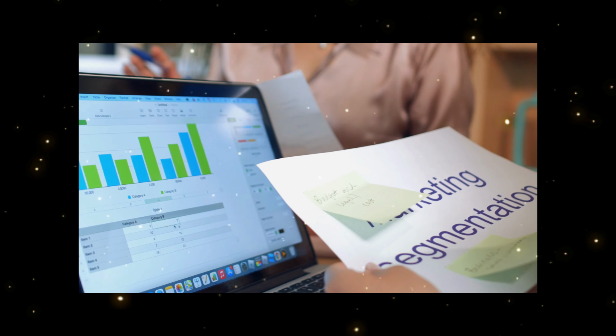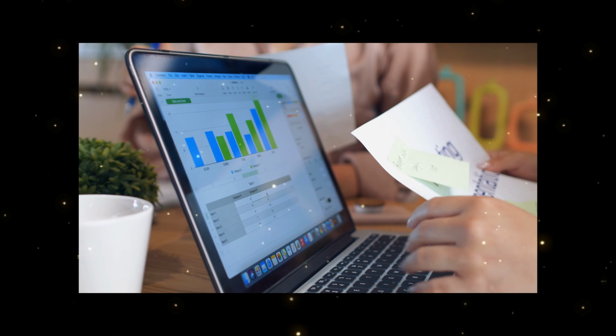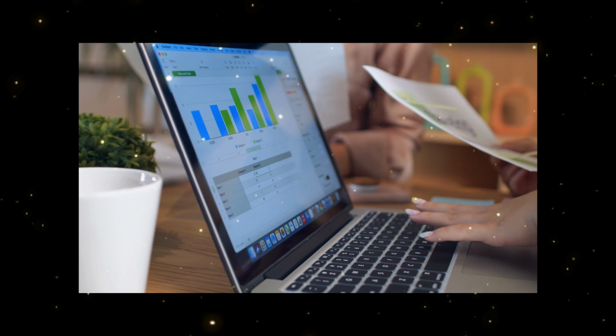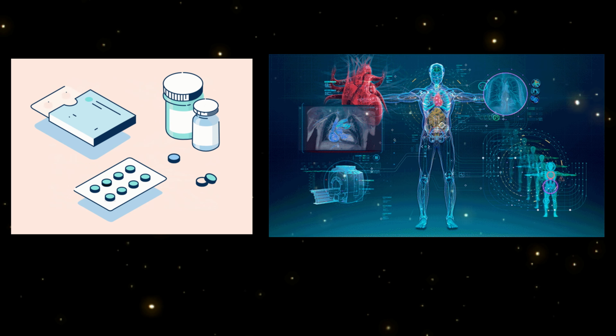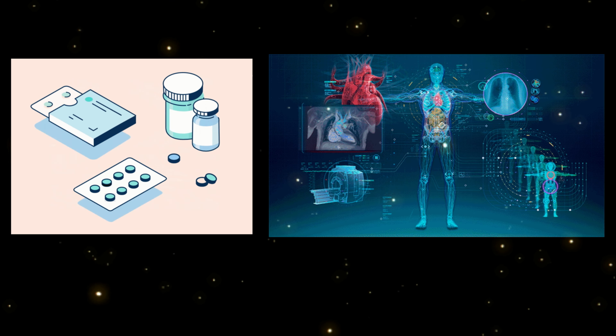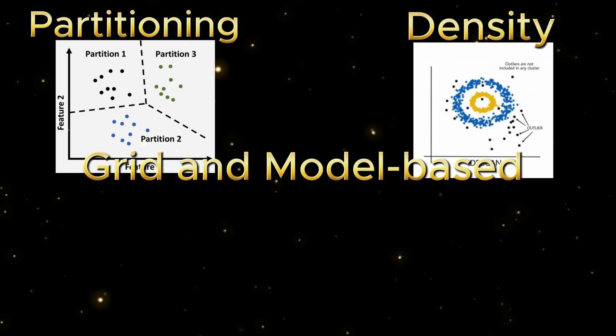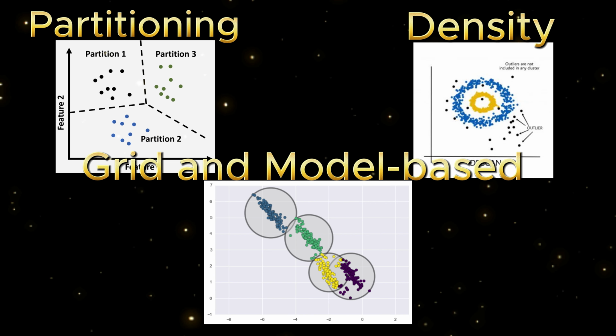For instance, in market segmentation, clustering helps divide potential customers into groups based on their characteristics to develop more effective marketing and sales strategies. In medicine, clustering is used for grouping symptoms, diseases, and drugs to enhance diagnosis and treatment plans. There are many different types of clustering, which can be divided according to the following criteria: partitioning, density, grid, and model-based.